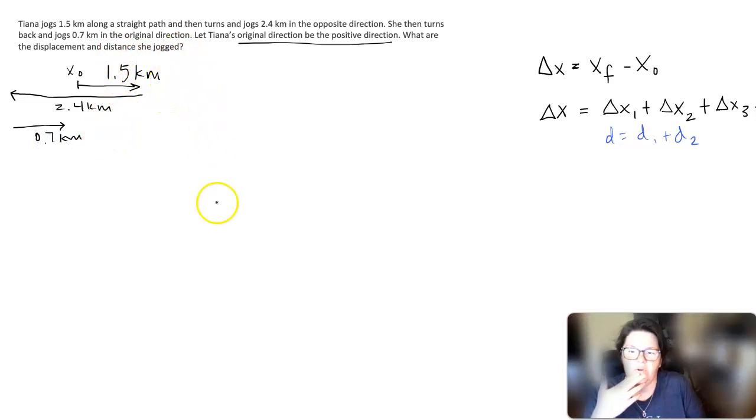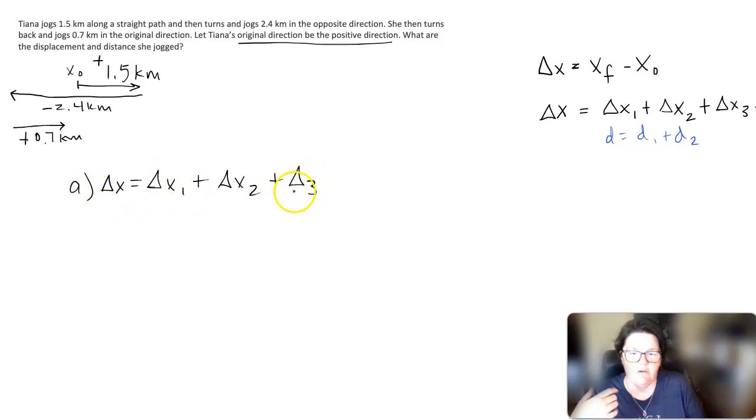Okay, so if we want to find her displacement, again, just like in the previous problem, we don't know her final position, and so we can't do this the easy way. We have to add up her displacements. And so we know that the original direction is positive, so this is a positive displacement, this is a negative displacement, and this is a positive displacement. And so we are going to add her displacements up using this equation. There are 3 of them.